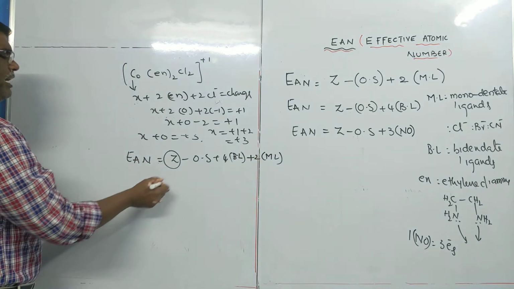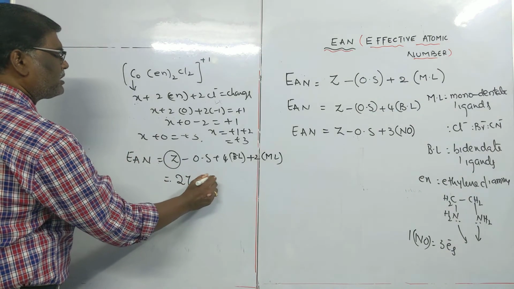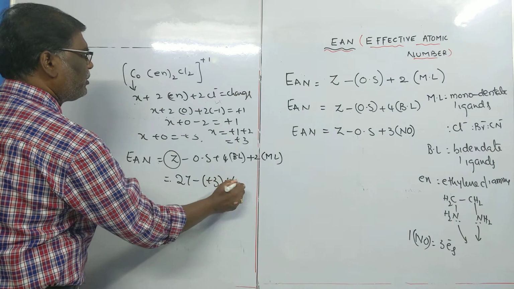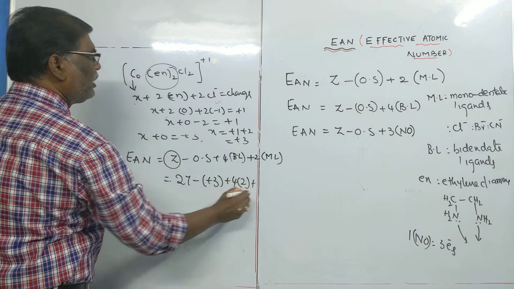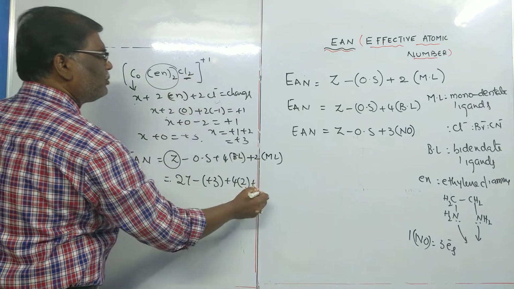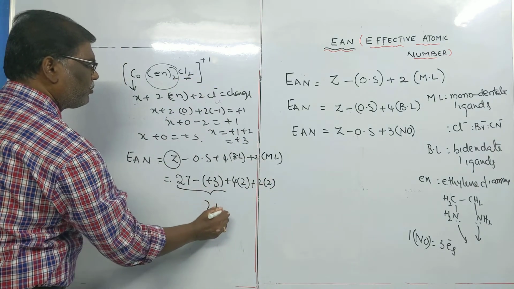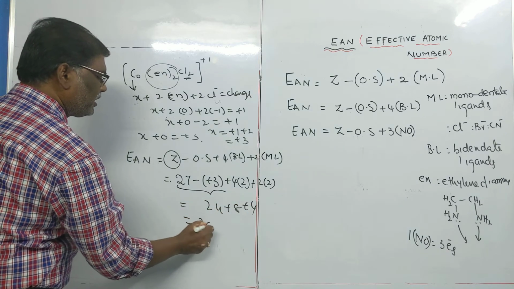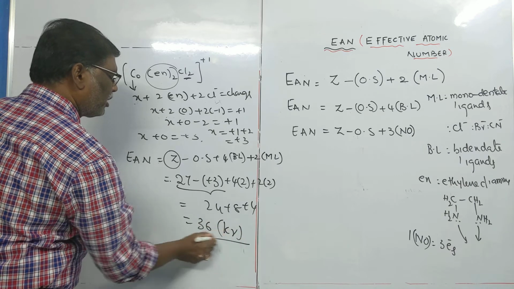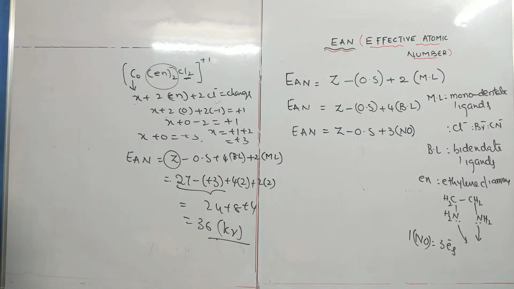Number of monodentate ligands. Now the atomic number is 27, minus oxidation state 3, plus 4 into bidentate, which are only 2. Bidentate are only 2 but monodentate are 2, so 2 into 2. So totally I am getting 24 plus 8 plus 4, which is nothing but 36. This is the atomic number of krypton.